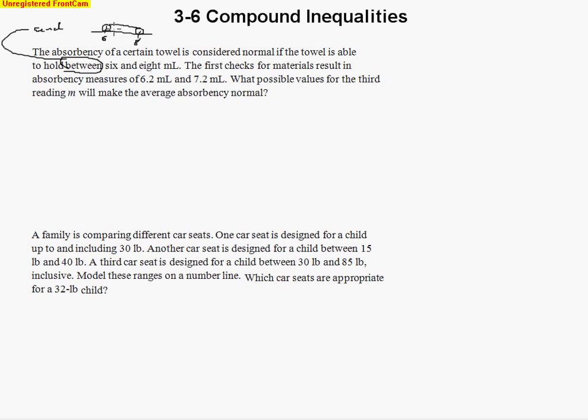Now, if they use the word inclusive, then we'll go ahead and fill in those circles. So let's see what it says. It says the first checks the material results in absorbent measures 6.2 and 7.2. What possible values for the third reading M will make the average absorbent normal? Alright, so in this case, we don't see the word inclusive, so it's just between these two.